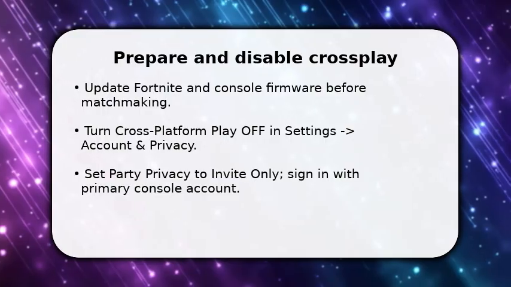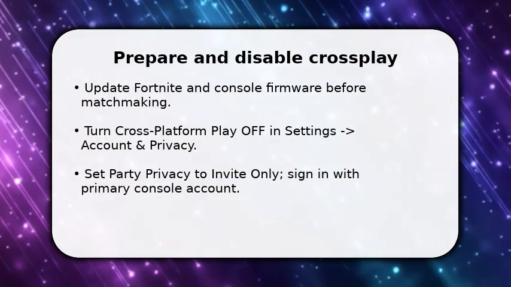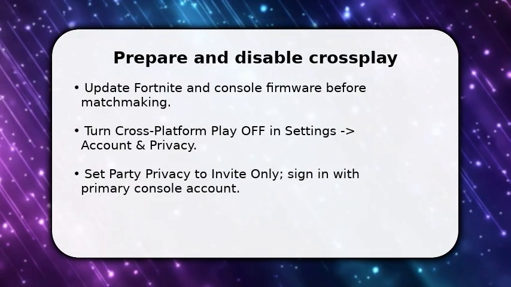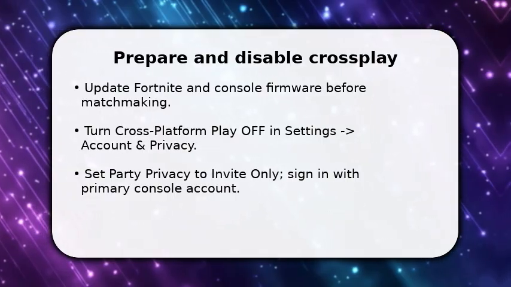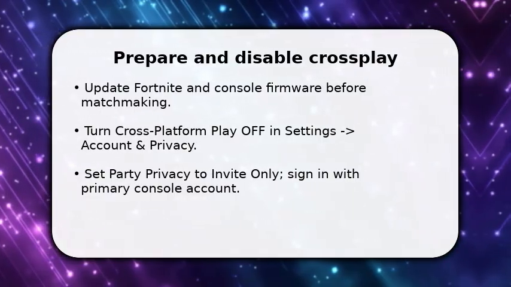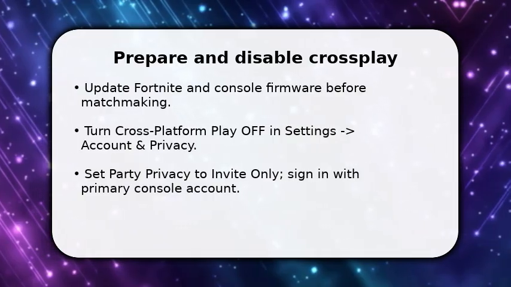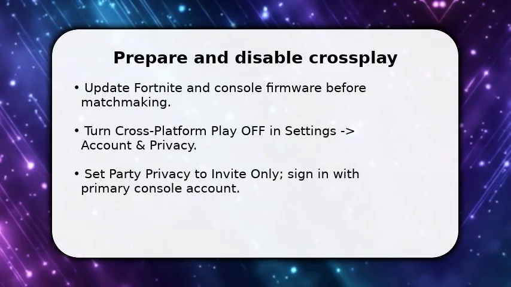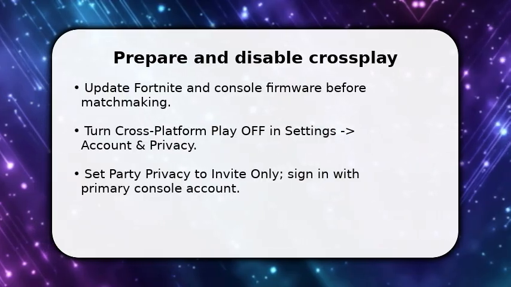You start by making sure your console and Fortnite are fully updated, because matchmaking needs the latest build to respect platform filters. Next, go into Settings, choose Account and Privacy, and turn Cross-Platform Play off. This tells Epic to limit matches to your platform.